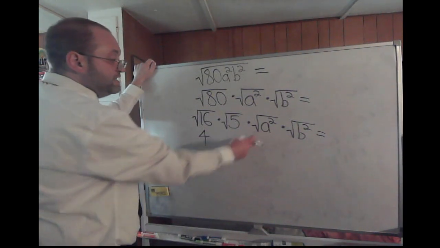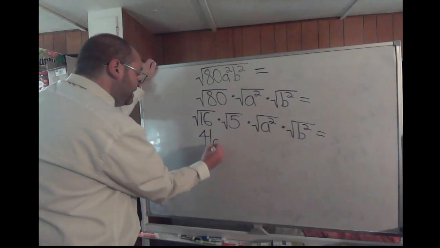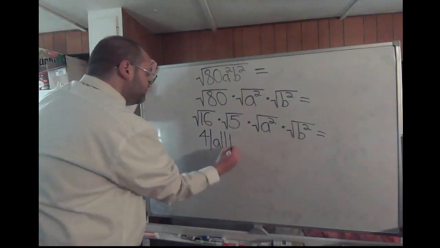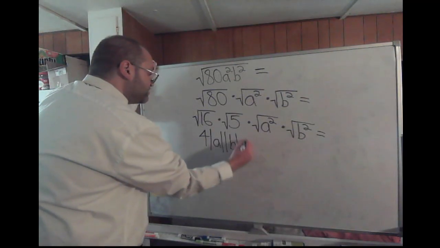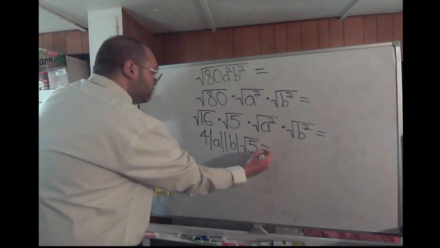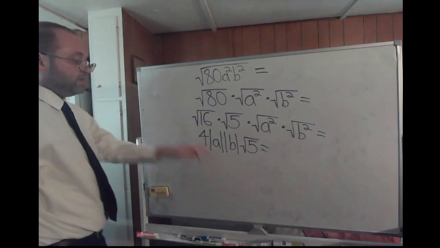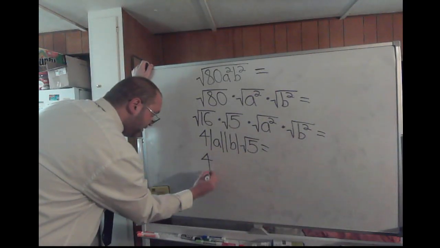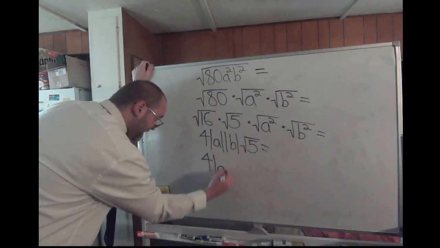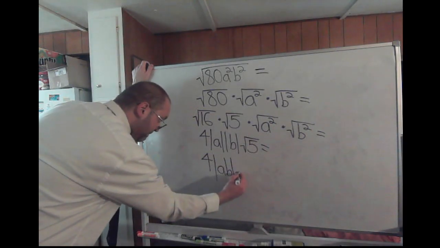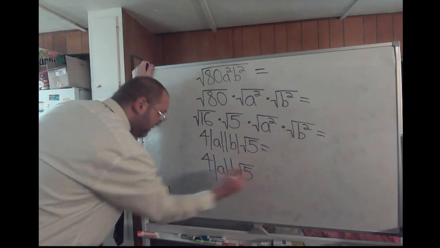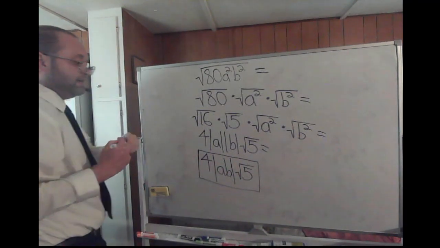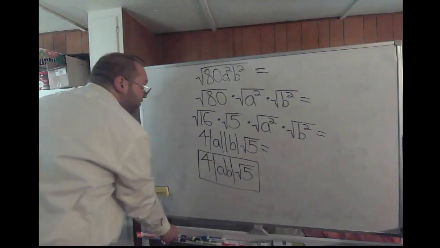Square root of a squared, that's the absolute value of a. Then the square root of b squared, that's the absolute value of b. And then you just have the square root of 5. Which, when you have two numbers that are products of each other in absolute values, you can combine them into one absolute value. So you'll get 4 times the absolute value of AB times the square root of 5. That would end up being your answer. 4 times the absolute value of AB times the square root of 5.